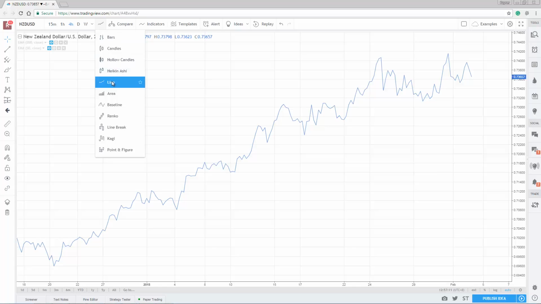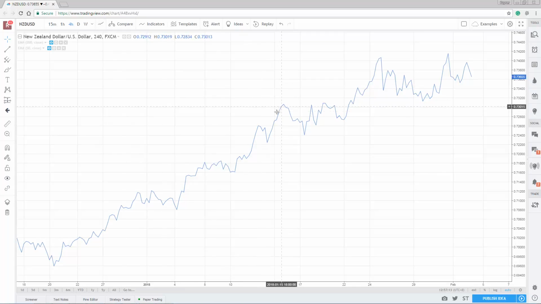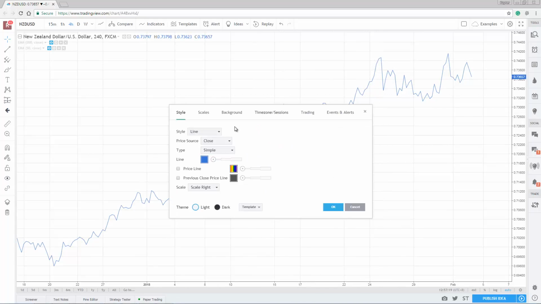So this one over here is a line chart, you can see. The line chart is just simply these blue lines that you see over here. Of course, if you want to change the settings, you can always just click on this, whether you want to use the closing price, as I've mentioned. The default is usually the closing price, but that's not to say that you can't use other types of prices.